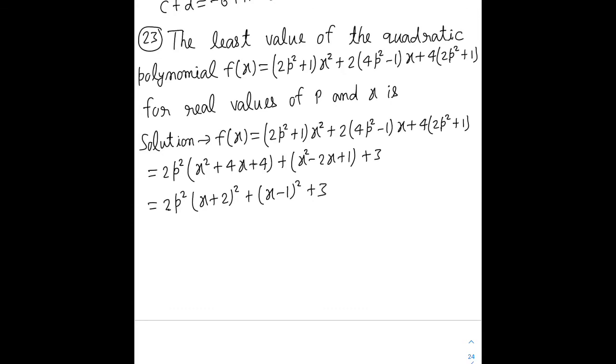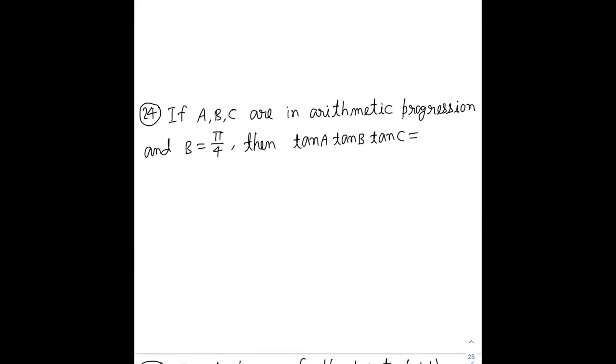Now you have to find the least value of this quadratic for real values of p and x. So this term would be least if x minus 1 is 0. For this term, when x minus 1 is 0, then x is 1. That time it is not least. So it can be least when p equals 0, right? Because this is a whole square. So the whole square of anything is either 0 or positive. This is also either 0 or positive. So it is possible if p equals 0 and x equals 1. That time the least value would be nothing but 3. So the answer is 3.